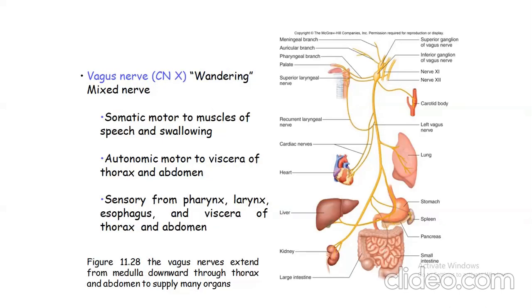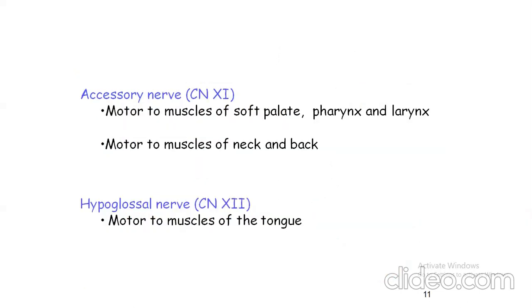Next one is cranial nerve 10, which is the vagus nerve, wandering, and it is a mixed nerve. This somatic motor to muscles of speech and swallowing. This autonomic motor to viscera of the thorax and the abdomen. Sensory from pharynx, larynx, esophagus and viscera of the thorax and the abdomen.